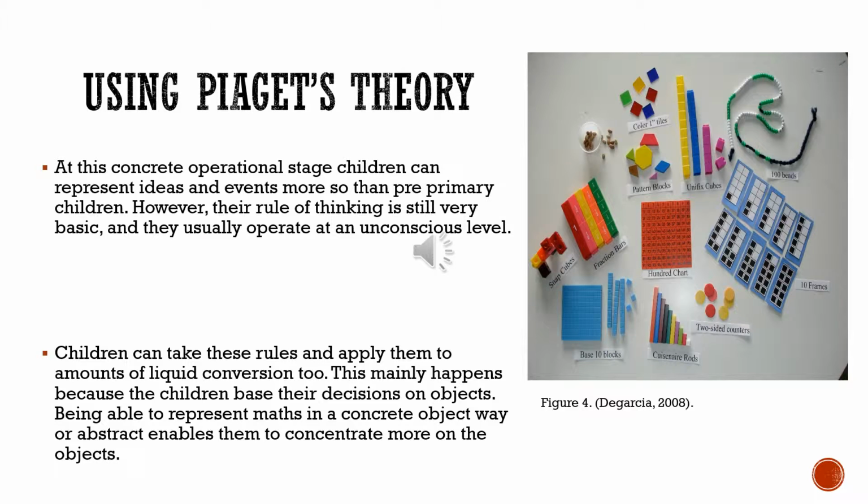Let us take Piaget's concrete operational stage, this is between the ages of 7 to 11, and link it to maths grade level 1. At this stage, the children can represent ideas and events more so than pre-primary children. However, their rule of thinking is still very basic, and they usually operate at an unconscious level. Children generally know if nothing is added or taken away, the amount stays the same. Children can take these rules and apply them to amounts of liquid conversion too.